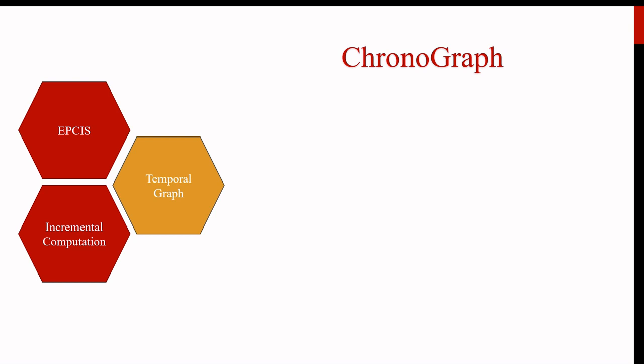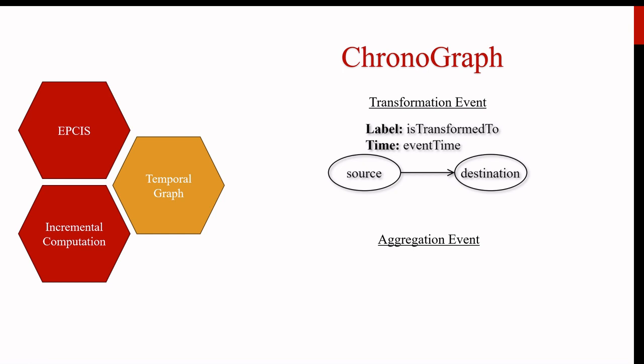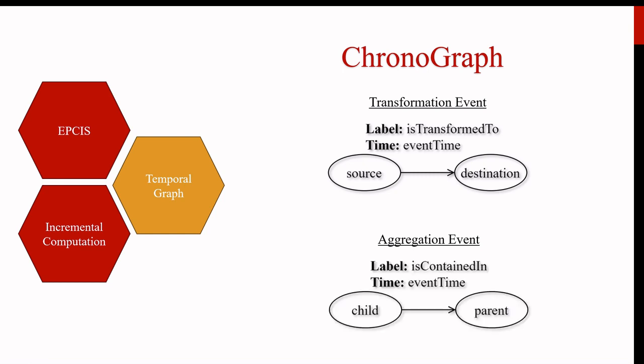The complexity of object traceability lies in the successive transformation and aggregation events in the supply chain. Thus, we highlight here the conversion of the transformation and aggregation events into temporal graph elements. Specifically, for a transformation event, a source and a destination are converted into vertices, and the relationship between them is set as an edge with a label, is transformed to, valid at a given time. Similarly, for an aggregation event, a child and a parent are converted into vertices, and the relationship between them is set as an edge with a label, is contained in, valid at a given time.